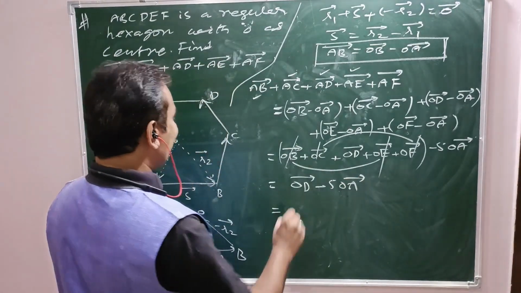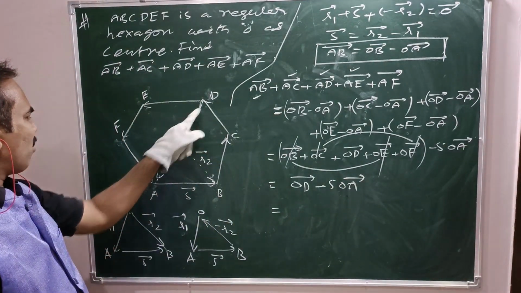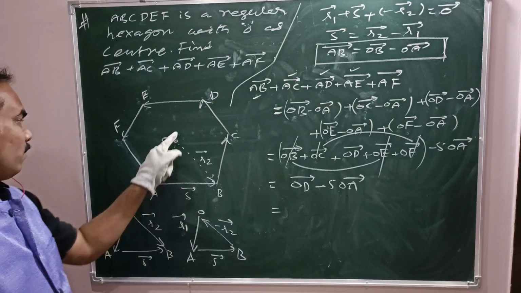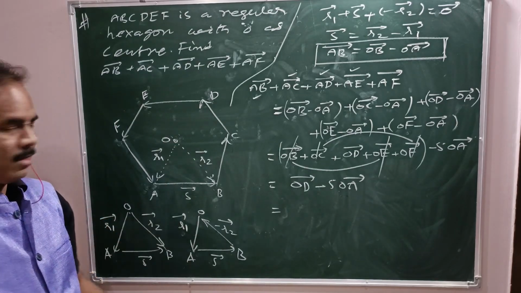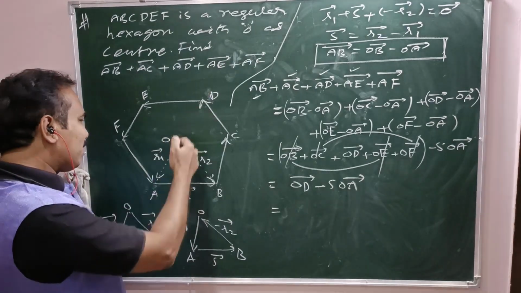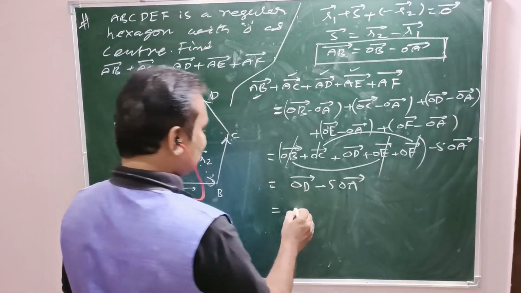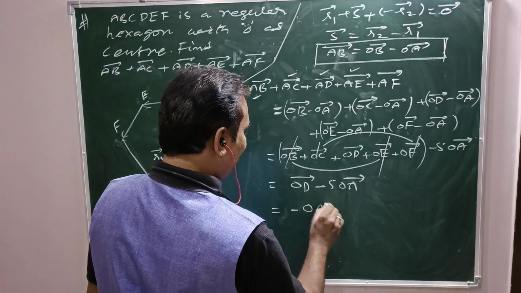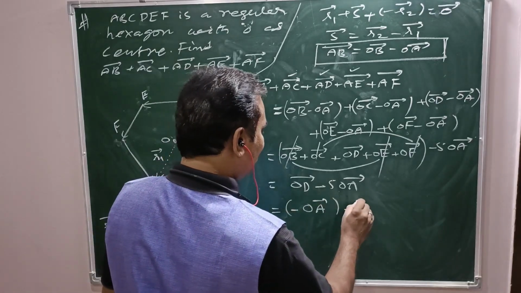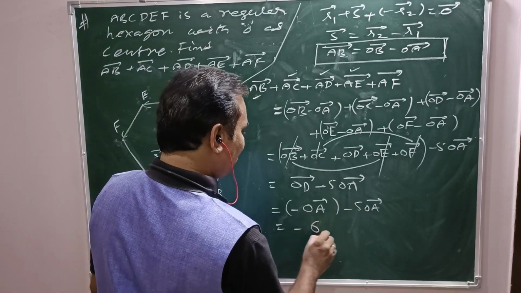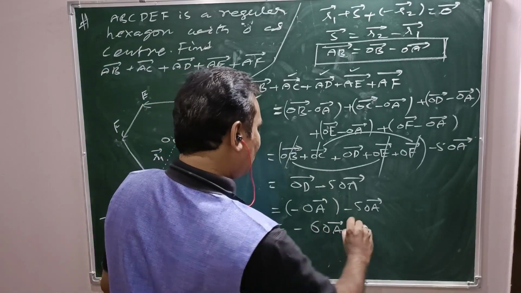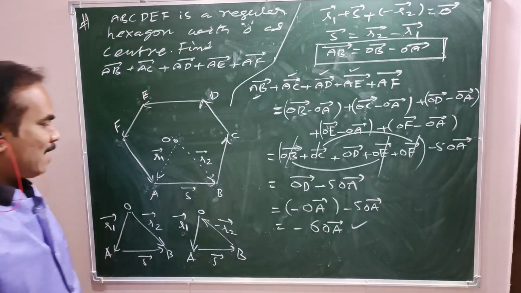OD bar and OA bar are mutually negative vectors. That is, OD bar equals minus OA bar. So that is minus OA bar minus 5 times OA bar, that is minus 6 times OA bar.